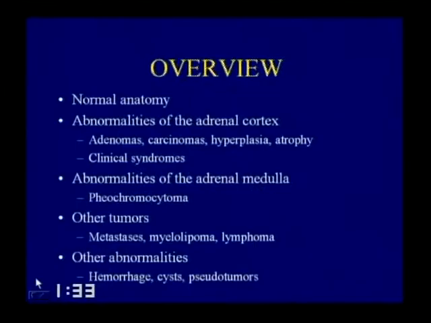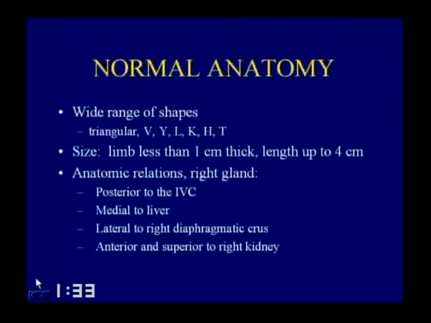We're going to go through normal anatomy, cover abnormalities of the cortex, then the medulla, and go to miscellaneous abnormalities after that. The normal anatomy is an alphabet soup for the adrenal glands, with probably the Y shape more commonly seen. The thing to remember, though, is that no matter what the shape, each limb should be less than 1 centimeter thick and less than 4 centimeter length.